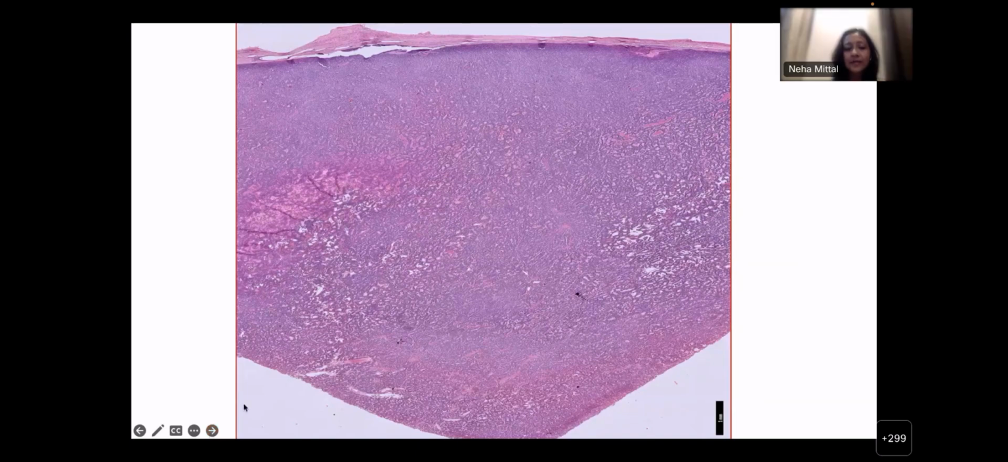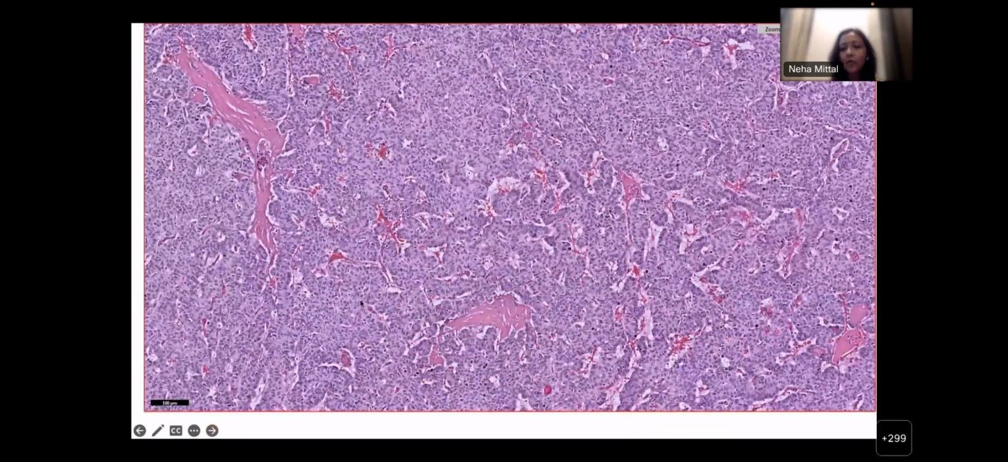But what you see is the capsule is intact, and this area is completely replacing the normal ovarian parenchyma. This is a very blue-looking tumor, which is not infiltrating. It is completely replacing the normal ovarian parenchyma. Okay, when we go to higher power, Nabila, continue. Ma'am, I can't see the next slide. Okay. Can you see it now? Yes, ma'am.